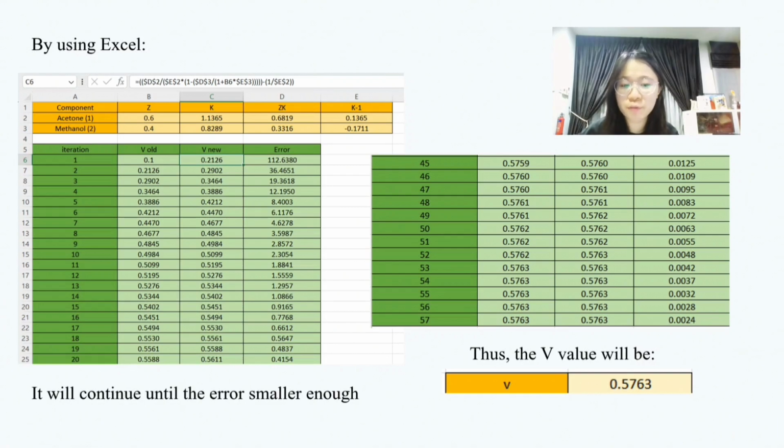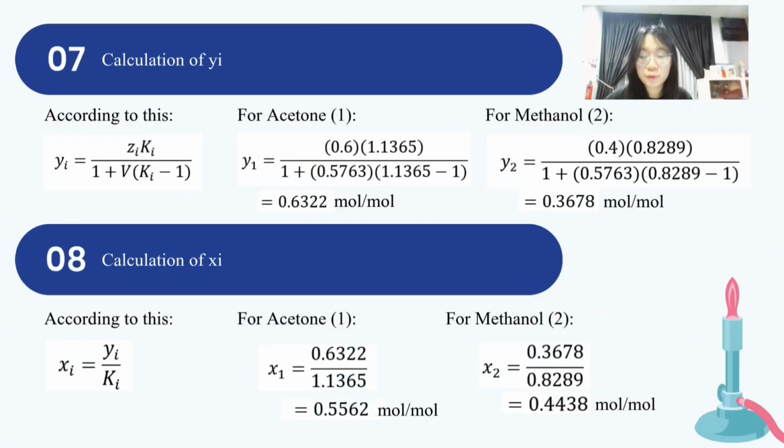V equals 0.5763. With our vapor fraction solved, we compute the exact compositions and remaining liquid mole in steps 7 through 9. The vapor compositions Yi are extracted from the equation listed in step 7 in the slide, where the acetone in vapor is 0.6322 and the methanol in the vapor is 0.3678. By using the phase equilibrium Xi equals Yi over Ki, we find our liquid phase compositions, where the acetone in liquid is 0.5562 and the methanol in the liquid is 0.4438.